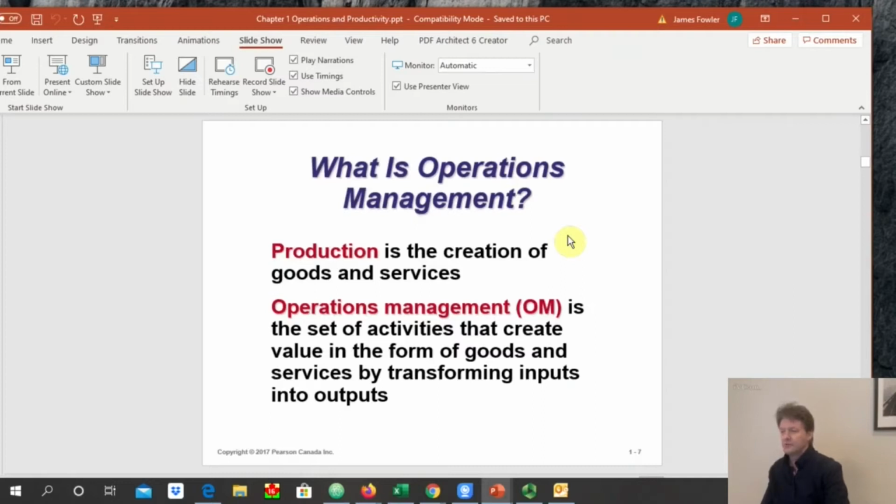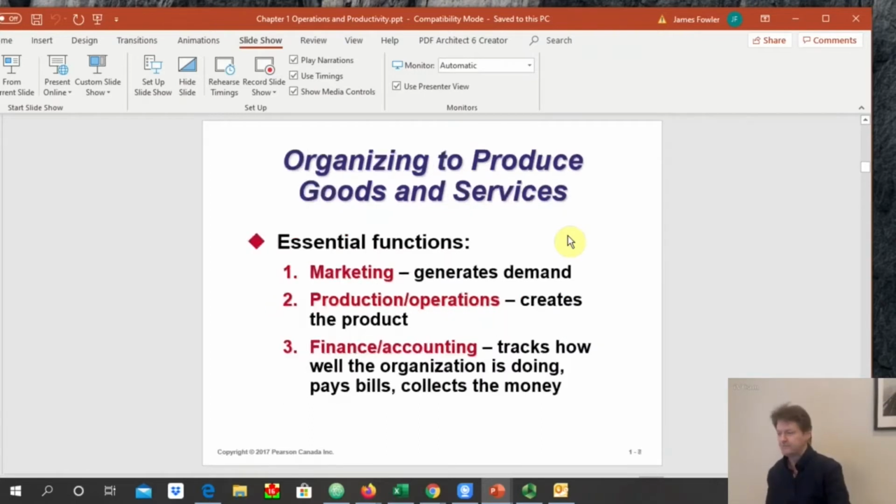So what is operations management? Well, production is the creation of goods and services, and OM, as we refer to it, or operations management, is a set of activities that create value in the form of goods and services. So essentially it's just transforming inputs into outputs.